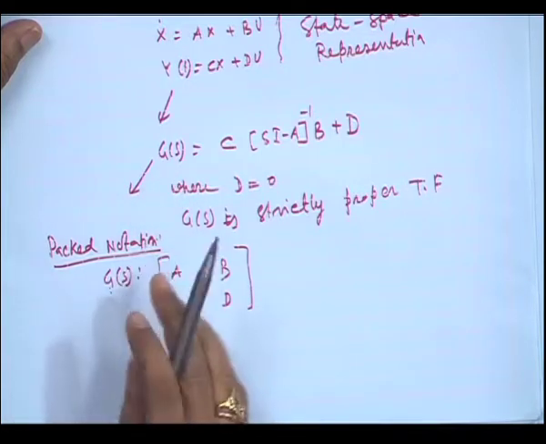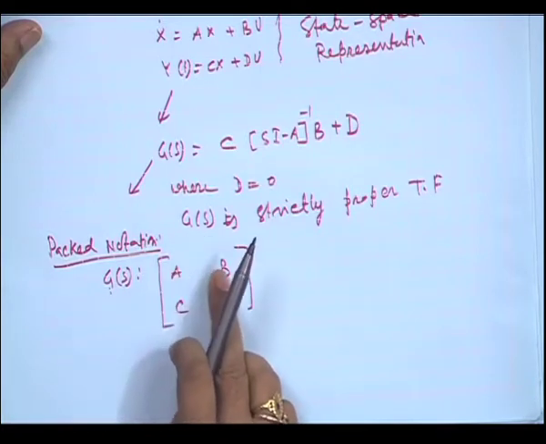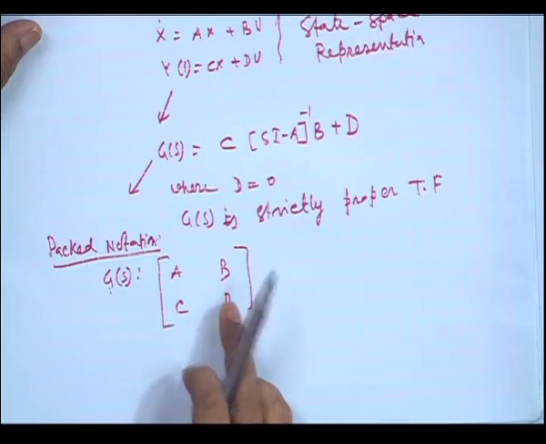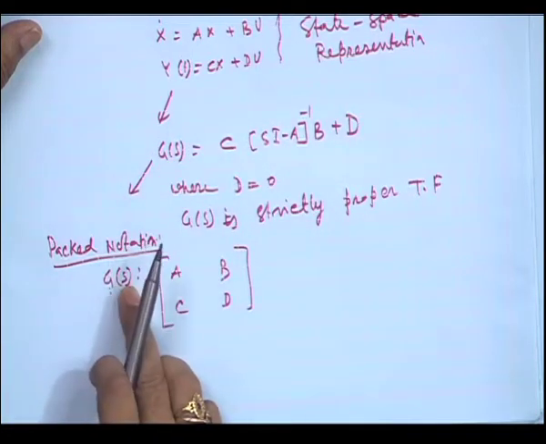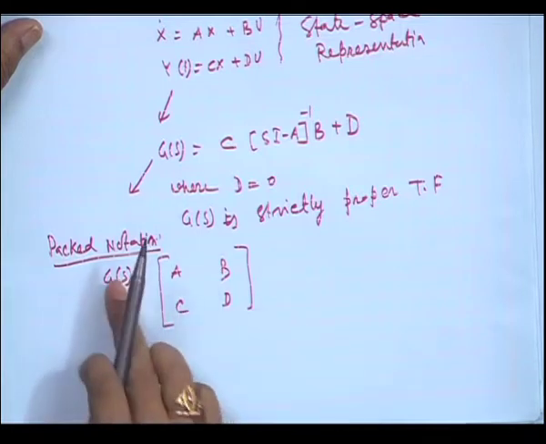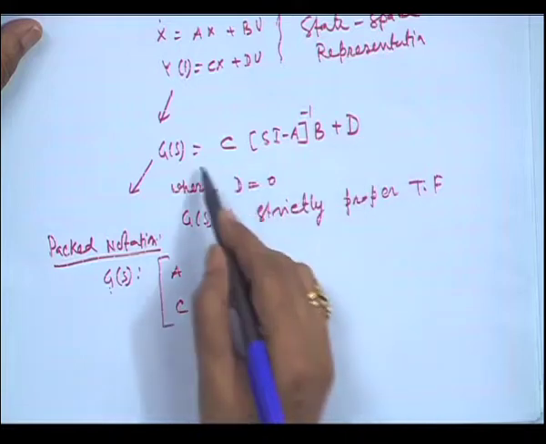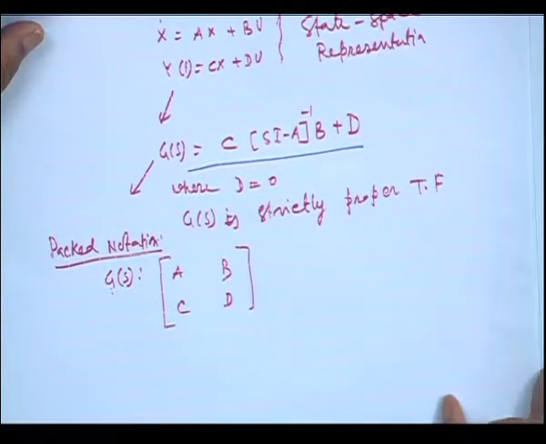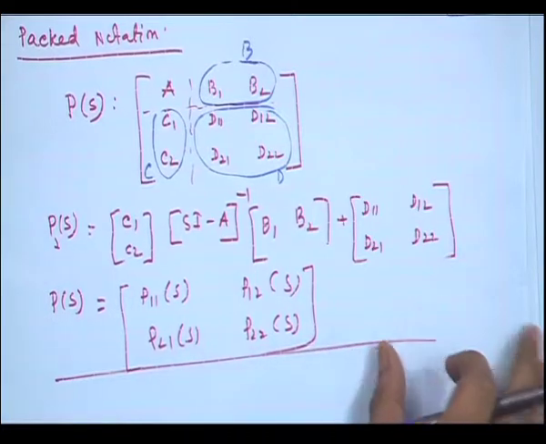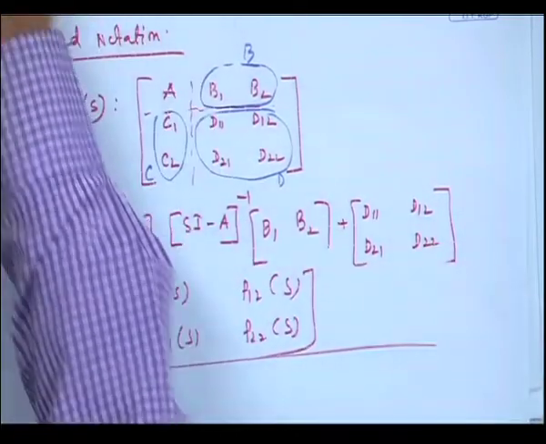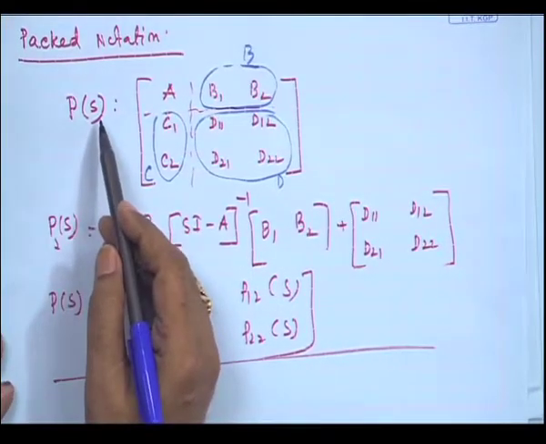So, packed notation means, in shorthand, we can write G(s). If you know the information A, B, C, D, I can easily generate the transfer function. It does not mean G(s) is equal to this matrix, mind it. If you know the A, B, C, D matrices, I can write this transfer function in this form. Keeping this in mind, we can write our given set of equations in state space form, in packed or shorthand form.